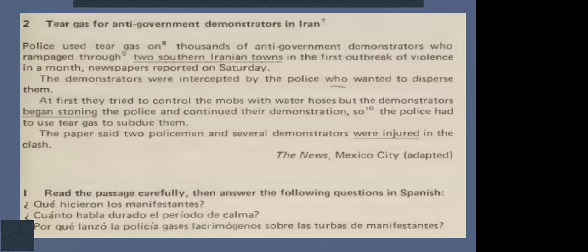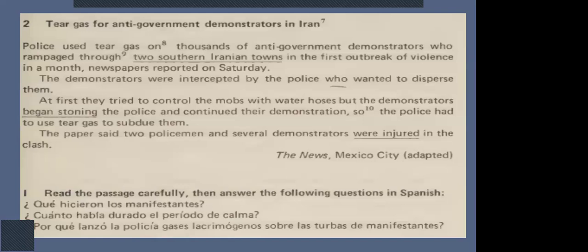So let's read it first of all. Tear gas for anti-government demonstrators in Iran. Police used tear gas on thousands of anti-government demonstrators who rampaged through two southern Iranian towns in the first outbreak of violence in a month, newspapers reported on Saturday. So we have to be careful with the tenses over there, you see. Okay. So demonstrators were intercepted by police who wanted to disperse them.